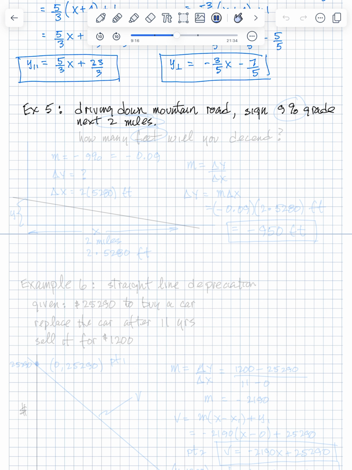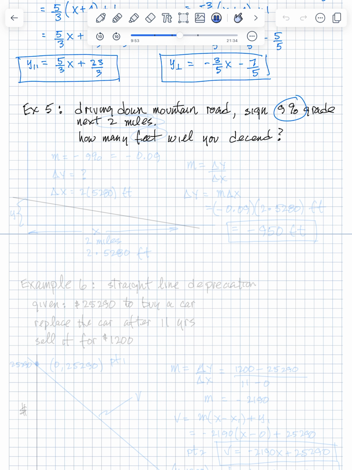Question is, how many feet will you descend? Okay, so here's how we set up a problem like this. First we know, well, the sign says a 9% grade. And since it's going down, that means we have a negative slope.